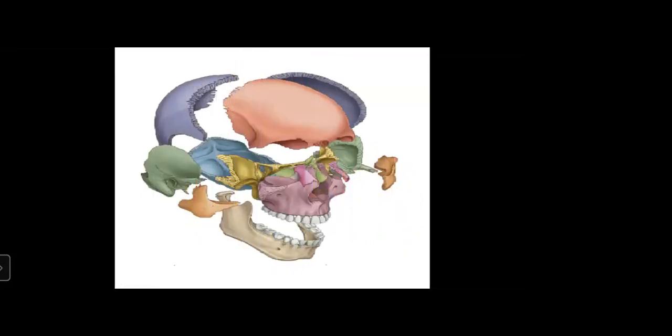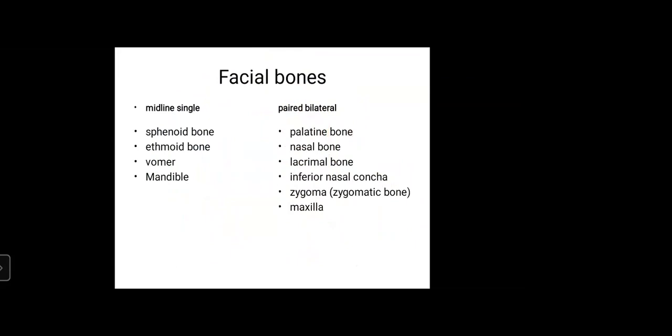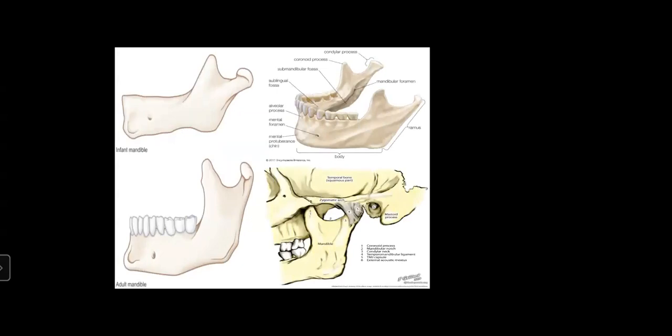As we know, the skull is composed of 22 bones. These bones are attached to each other by fibrous joints known as sutures. All the bones of the skull are immobile because they are attached by sutures, except the mandible, which is a mobile part within the skull. The facial bones, for further simplification, are divided into two parts, either midline single bone or paired bilateral bone. We will start with the single midline bones.